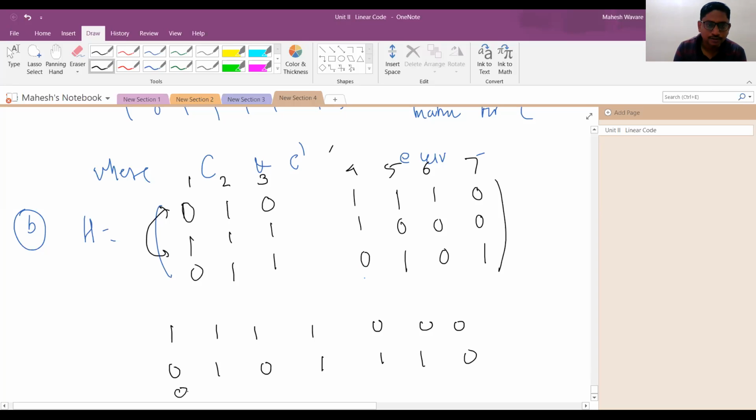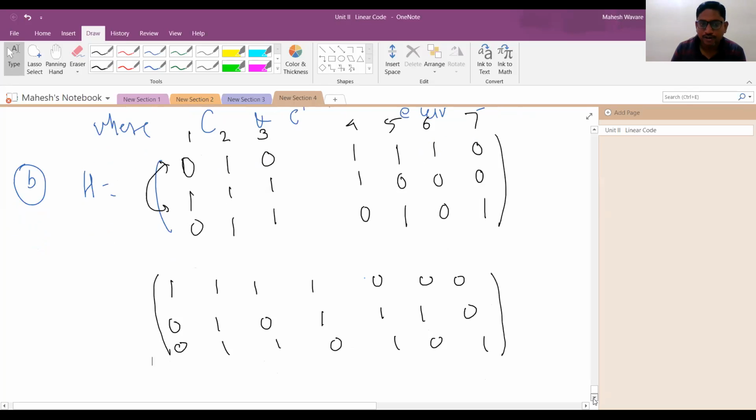And the last row is 0 1 1 0 1 0 1. You should mention the operation while writing in your notebook. I'm not mentioning the operations, I just did the exchange. What next operation should I do?